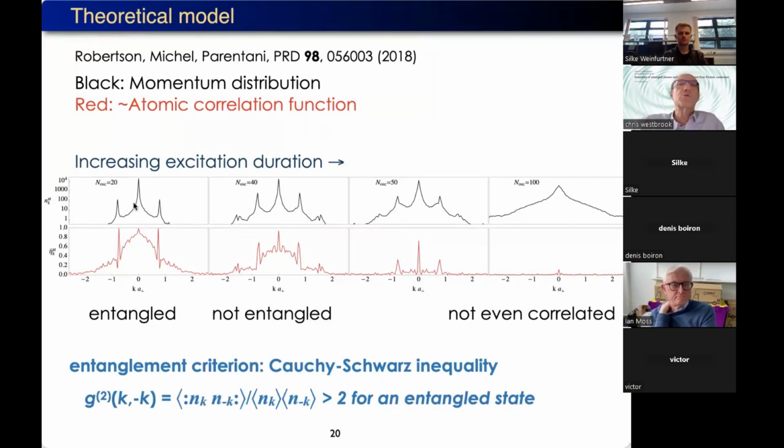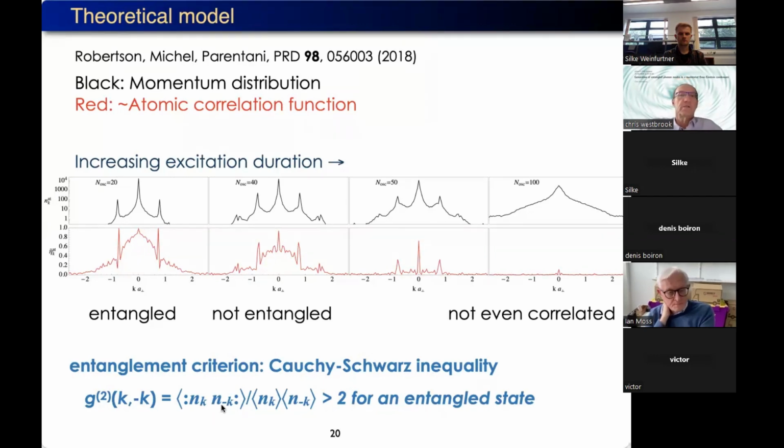And you see something that looks qualitatively like what we saw. That is to say, we see these peaks, and then they eventually start to broaden, although they broaden in this funny way that doesn't look exactly like the data. And finally, when you excite for long enough, they disappear altogether. The second line is the atomic correlation function, which I've written down here.